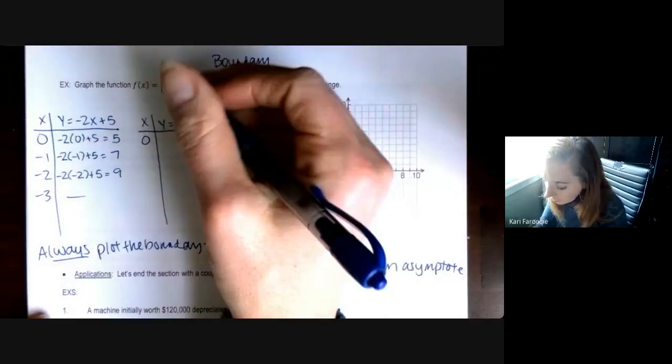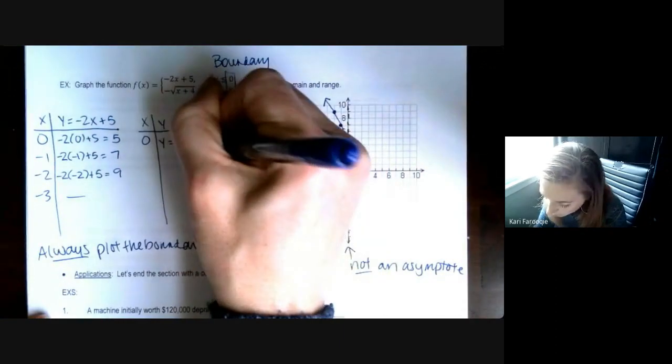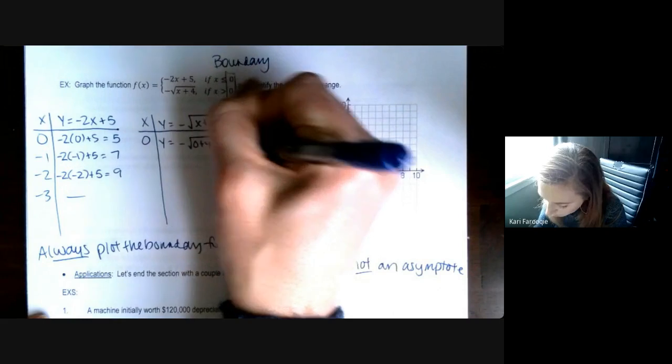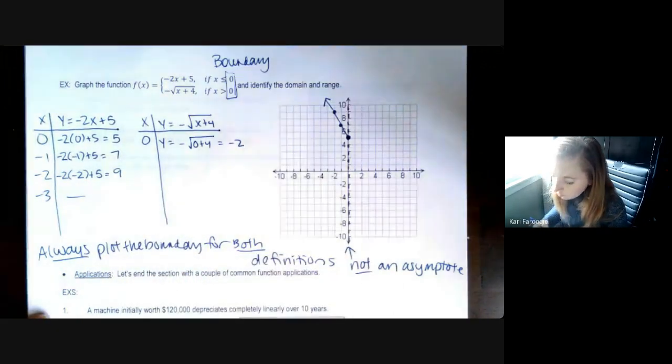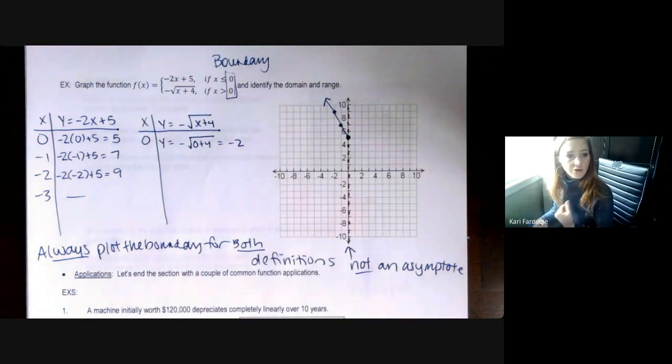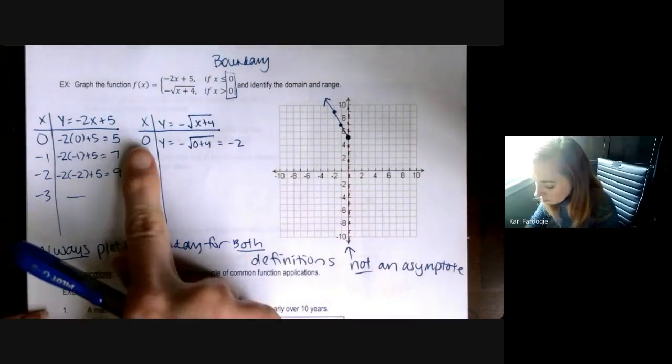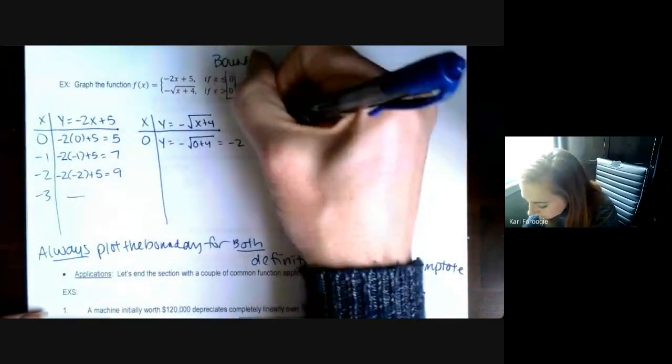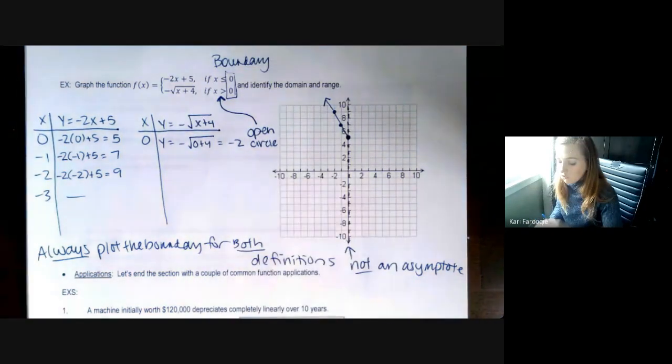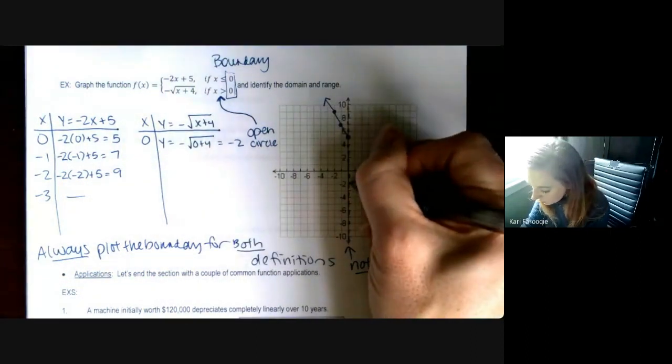So when x equals 0, y equals negative square root of 0 plus 4, which is negative square root of 4, which is -2. So remember your order of operations: take the square root, then make it negative. So that's a point at (0, -2). It's an open circle because of this greater than sign, just for the boundary. We're going to leave it open. So at (0, -2), I have a point.